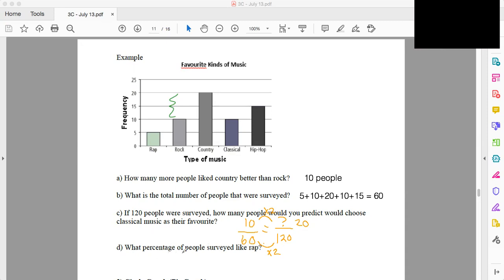What percentage of people surveyed liked rap? So here we look at rap. So 5 out of 60. And because we're doing percentage, you need to multiply by 100. So 5 over 60 times 100 is 83%.